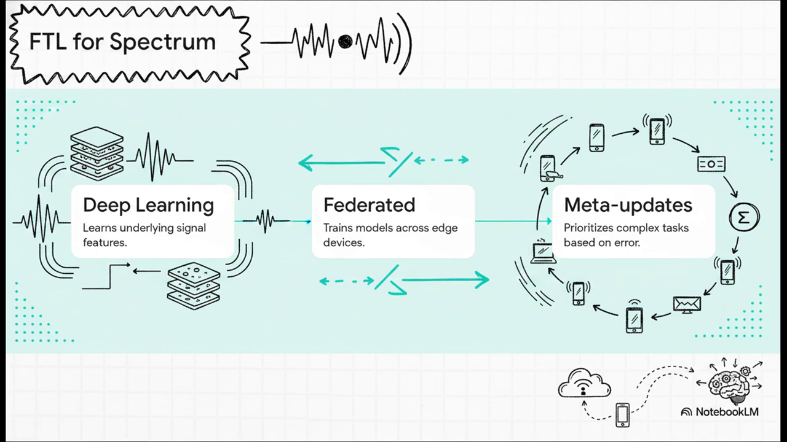Instead of your phone just blindly guessing when to drop down to 4G, frameworks like FTL-VSSNet allow the network and the device to preemptively adapt to spectrum scarcity using localized machine learning. And the best part? Federated learning trains these models right at the edge without ever exposing your raw user data. It makes these mode transitions instantaneous, hyper-efficient, and totally invisible to you.